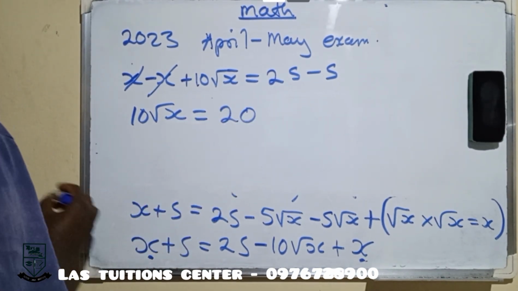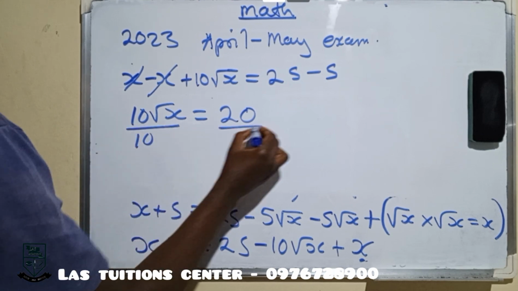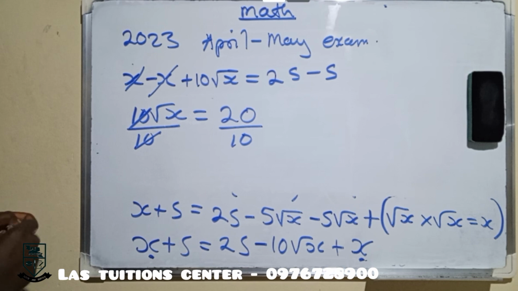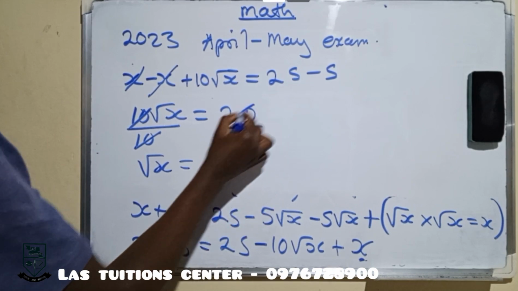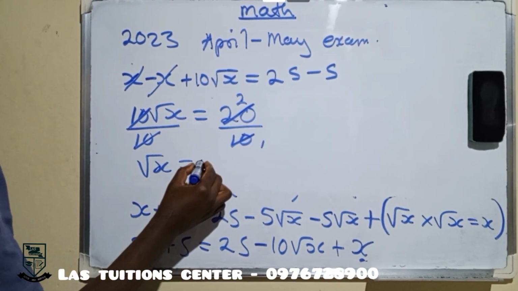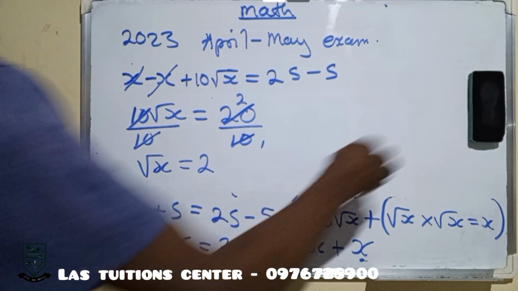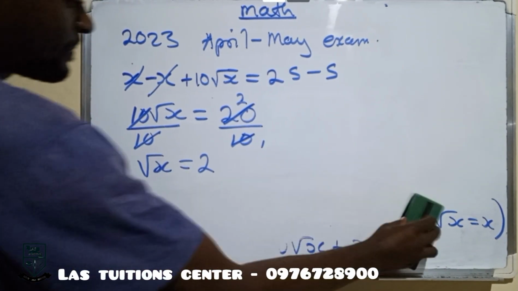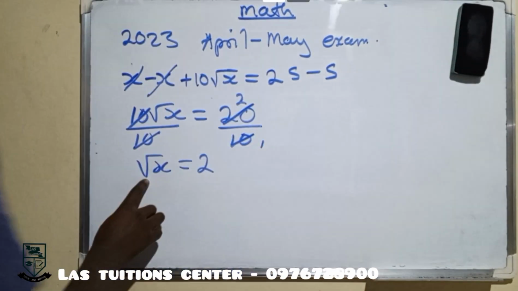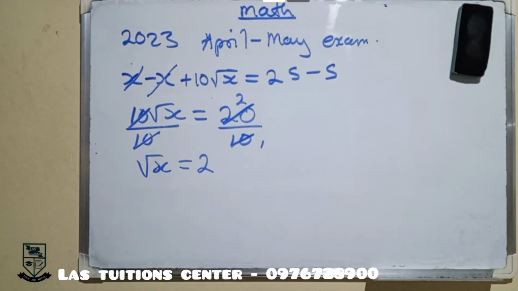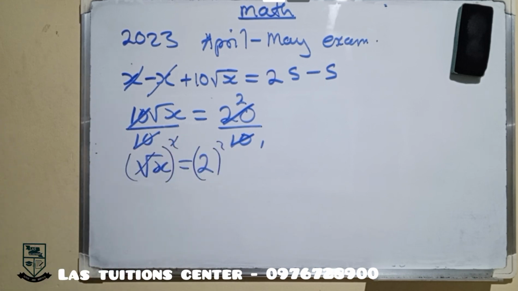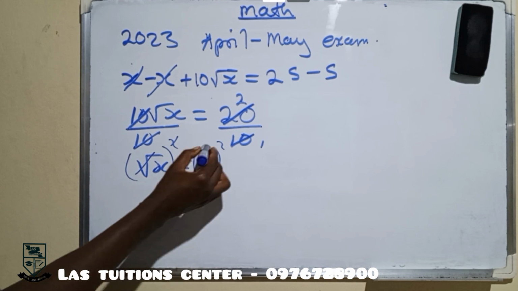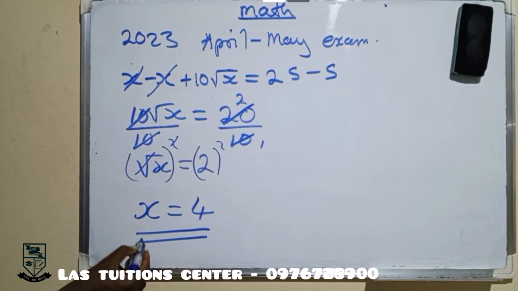So we can divide through by 10, so that this and that can cancel. Here we remain with root x is equal to 20 divided by 10, which is 2. So root x is equal to 2. At this point, Tracy, how do we find the value of x? We square. Good. So we square this side and square that side. So that cancels, and we remain with x is equal to 2 squared. We get 4.